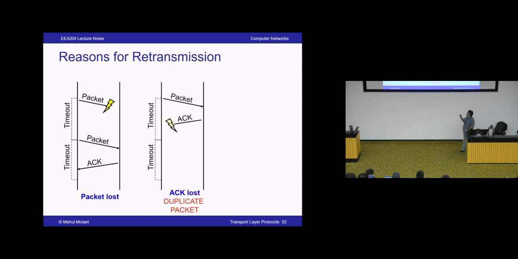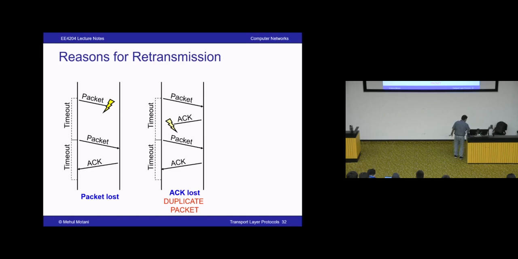Second scenario, the ACK gets lost. The packet gets through, but the ACK gets lost. Now, the sender is still going to time out. It's going to resend the packet, but notice that this packet is actually unnecessary. But the sender cannot know, so it's forced to send it, but it's a duplicate packet. Then it will get the ACK, and all is good.